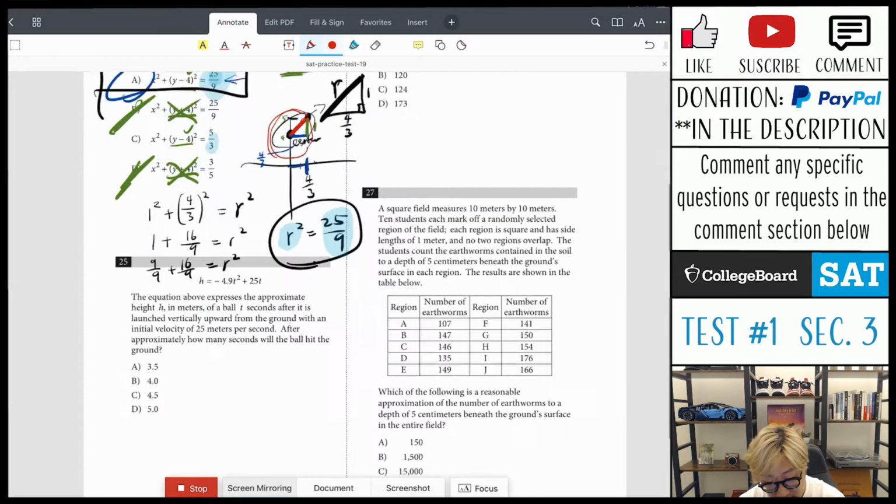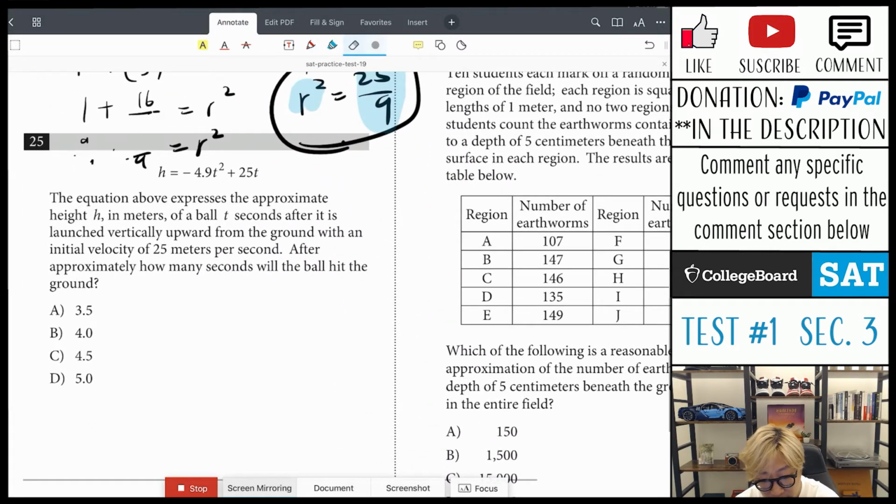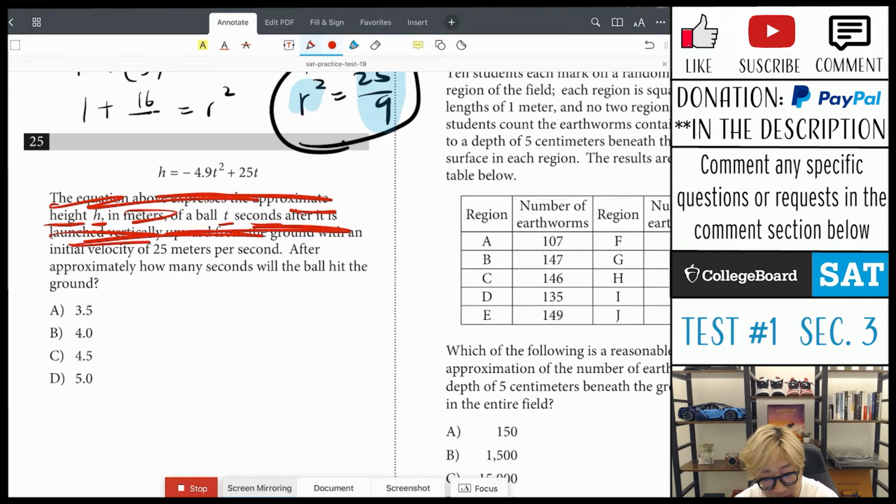All right, moving on. Number 25. Let me take away these. The equation above expresses approximate height. H is the height, T is the seconds. Forget the rest, I don't care about the 25 meters per second, so just get rid of all of it. Here we go. After approximately how many seconds will the ball hit the ground?